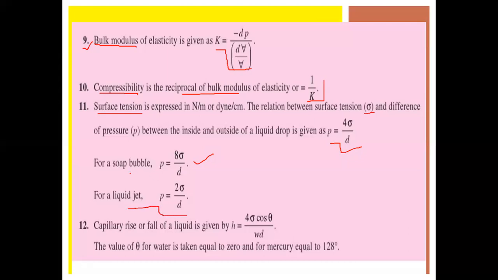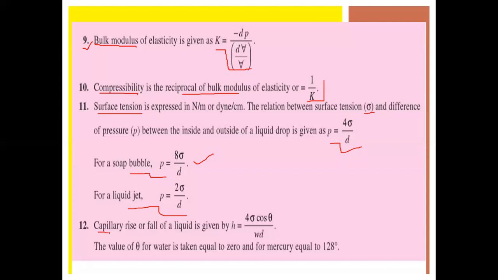So these are some of the statements. Whenever you get any problems related to a soap bubble or liquid jet, you have to use the value of p as given here. For a normal liquid drop, we have to keep 4. For a soap bubble, you have to keep 8. For a liquid jet, you have to keep 2. That's it. Okay, now next.